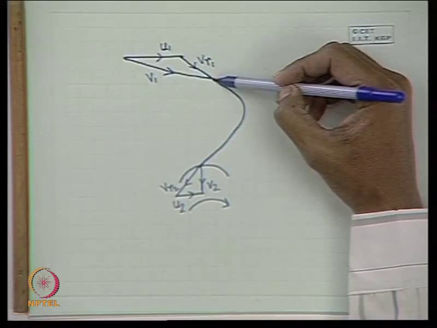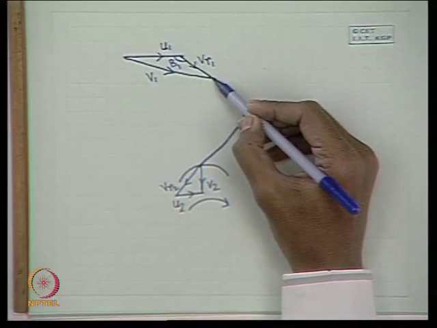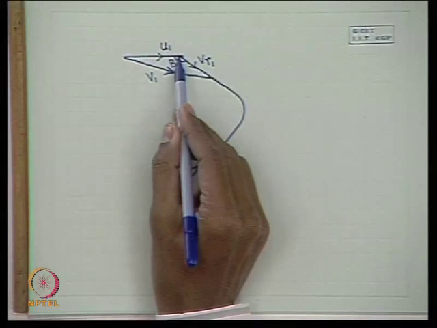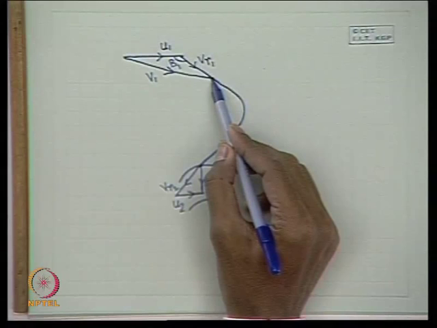That means this angle, if we denote it as beta 1, is the angle which the vane at its inlet makes with the tangential direction. The U1 is the rotor velocity in the tangential direction, the linear rotor velocity, which depends upon the RPM of the rotor and the radial distance at this inlet point from the axis of rotation. Let this be the axis of rotation.